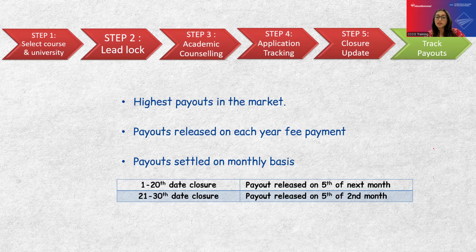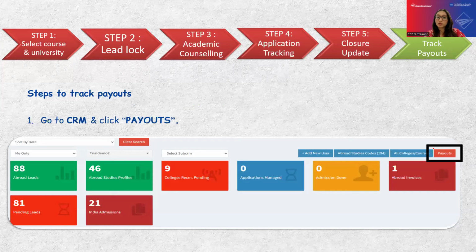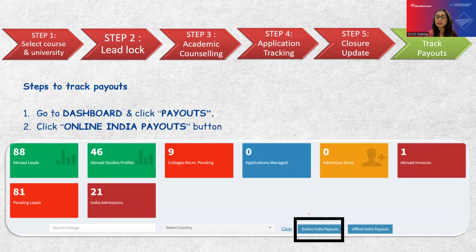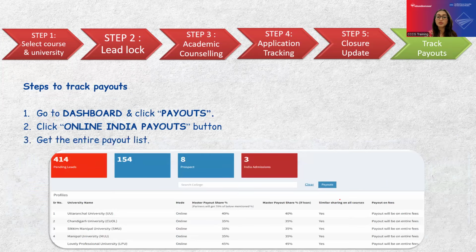And how to check payouts and how much you are going to get? For this, in your CRM, you have to go to the payout section. If you click, you will see Online India Payouts. Once you click, you will see this list of payout percentages in front of each university name. Some universities are giving 40%, 45, 35, and 50% also. And IITs and IIMs are giving you a flat 70,000 per student, right? So that's the amount you can expect.